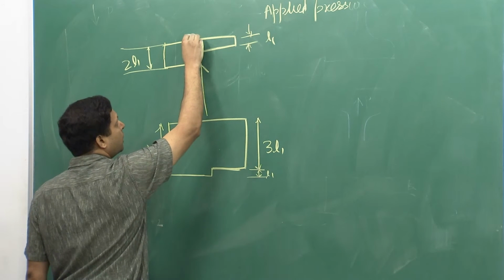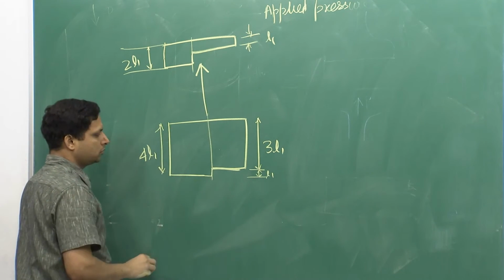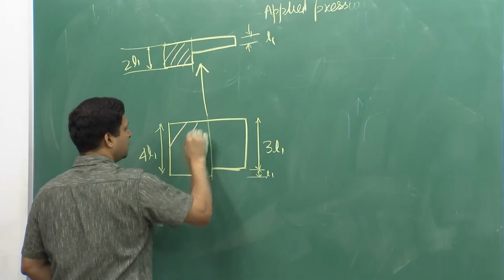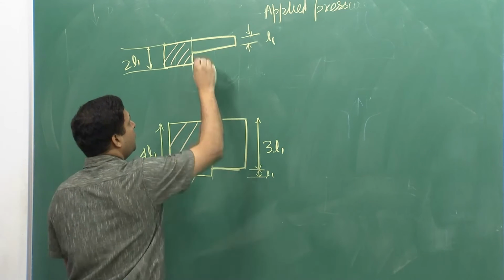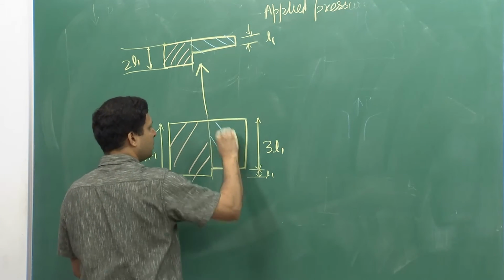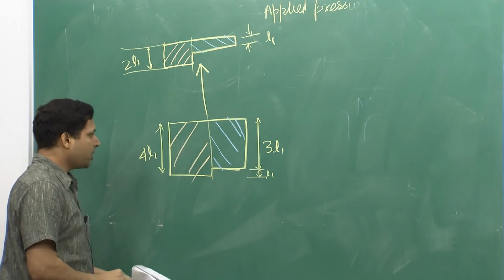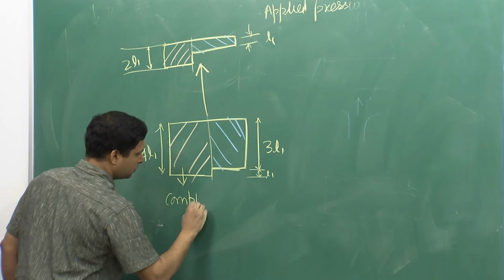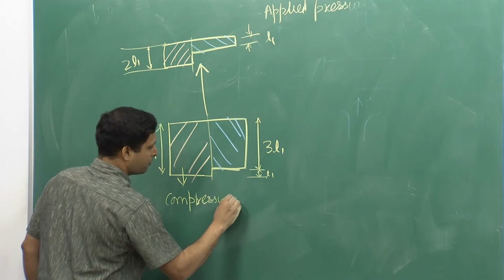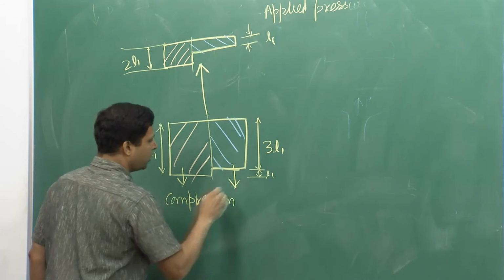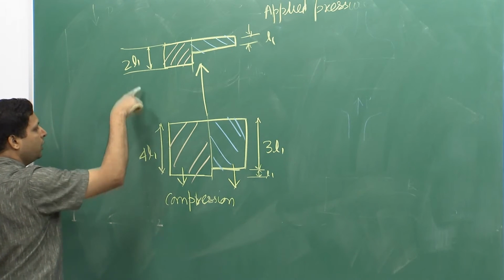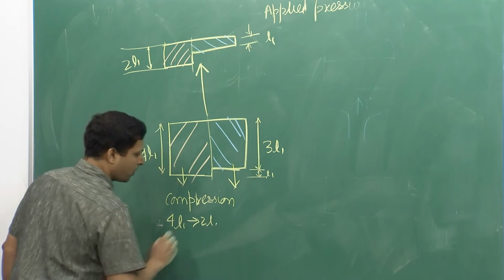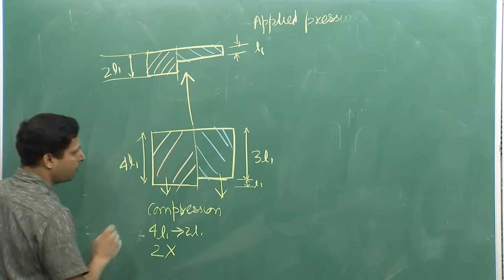So, now let us look at the two regions separately. So this is one region and this is our second region. What is the compression that you get over here? Let us compare with the compression that you get over here. Over here you are getting 4 L1 to 2 L1, implies 2 times of compression.